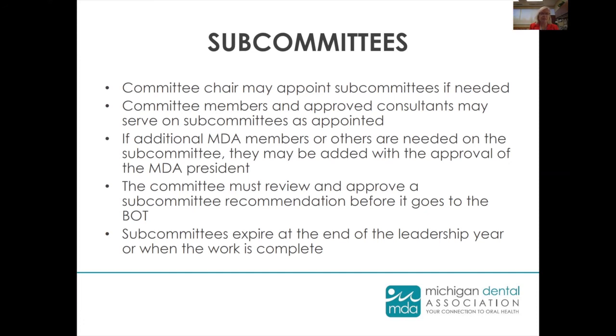Now, let's imagine that you've asked a subcommittee to do a certain task for you. The committee itself must review and approve any subcommittee recommendation before it goes to the board. And I think you can see why. It's just the due diligence to maintain the responsibility for the work product for your committee. And some subcommittees expire at the end of the leadership year or when the work is complete, and they may be reappointed on an as-needed basis.